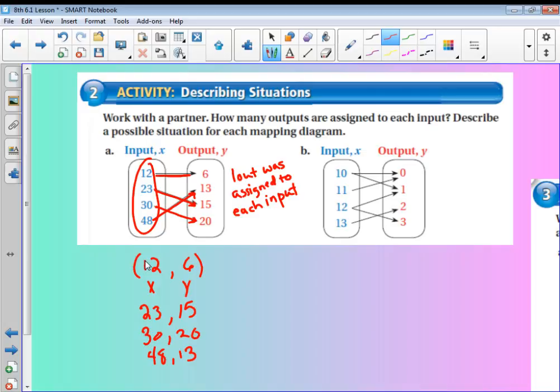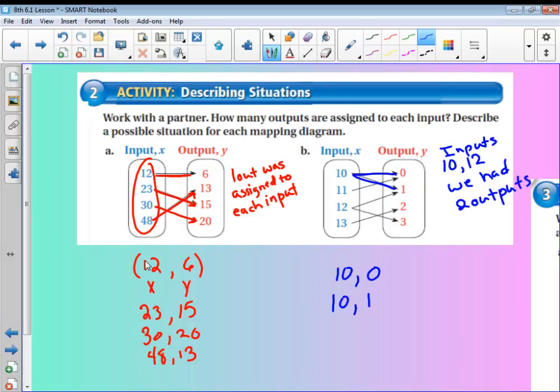Okay, so letter B, we've got an input, and you'll notice on this one, we have two arrows coming off some of these. So what they're telling us here is sometimes we're gonna have a 10, 0, and sometimes we're gonna have a 10, 1. So how many outputs did we have there? Well, we had two outputs on some of them. On 10 and 12, the inputs, we had two outputs.